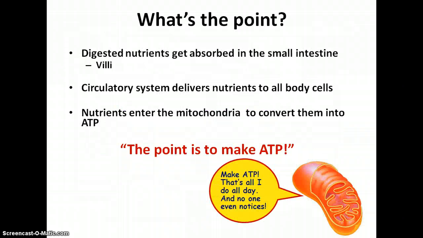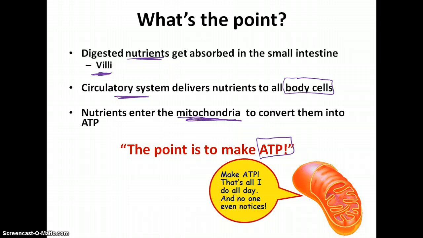So what's the point of all this? Well, let's look at the big picture still. We have these nutrients, they got absorbed in the villi, our circulatory system picks the nutrients up, and now we're in the process of delivering them to all of our cells. And once those nutrients get to our cells, they're going to go straight to this place, the mitochondria. And they're going to convert the energy in those nutrients, for example glucose, into an energy currency our body can use, called ATP. That's the whole job of mitochondria, to make energy, and that energy is in the form of ATP.